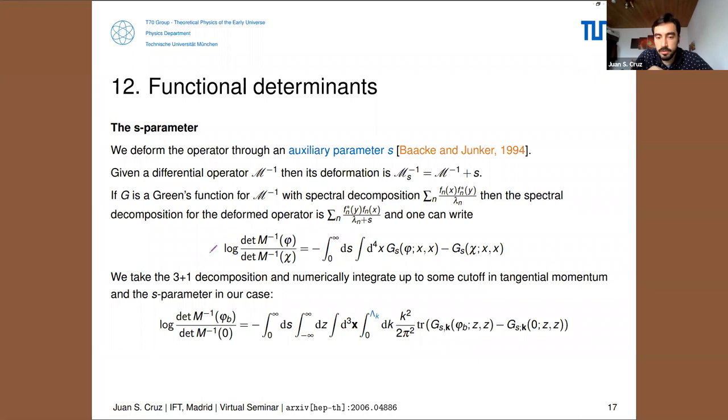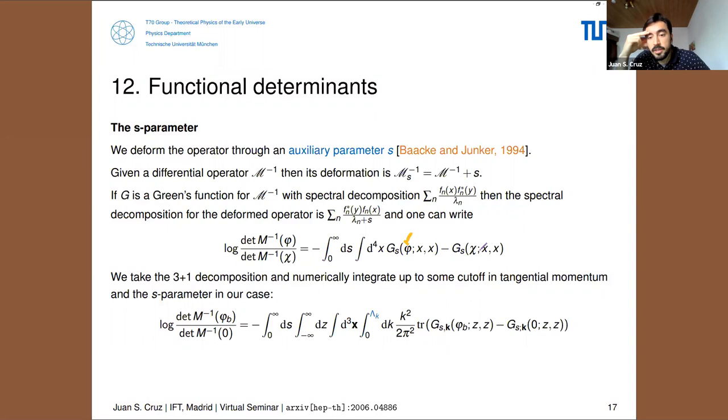So this allows you to express these log det terms as integrals over the difference of Green's functions, where one is evaluated on the new background, on the inhomogeneous background. And for reasons of regularization, you can see here, we have to subtract some reference level, which is a fixed value.